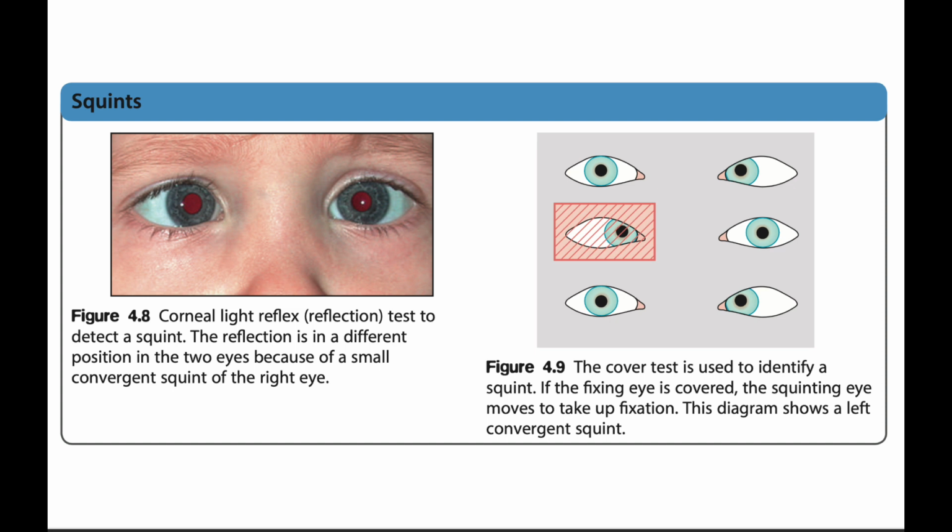Cover test. The child is encouraged to look at a toy light. If the fixing eye is covered, the squinting eye will move to take up fixation, as shown in the figure. The test should be performed with near, 33 centimeter, and distant, at least 6 meter, objects, as certain squints are present only at one distance. These tests are difficult to perform. Reliable results are best obtained by an orthoptist or ophthalmologist.